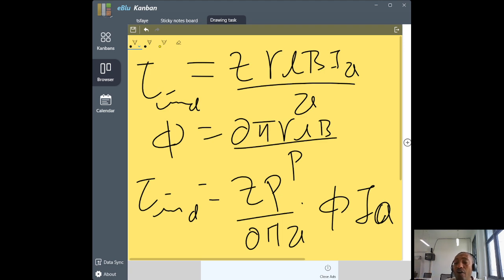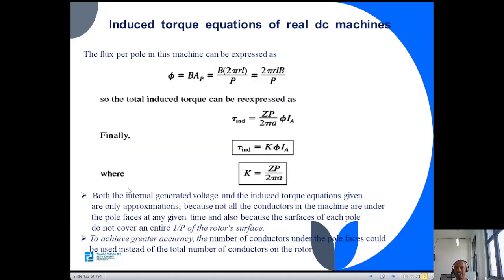So our induced voltage is going to be, torque, sorry, our torque is going to be ZP 2 pi A phi by N, and this is, we said that it is K. Therefore induced torque is going to be K times phi IA, which is already written at the last. Here it is, everything in there.